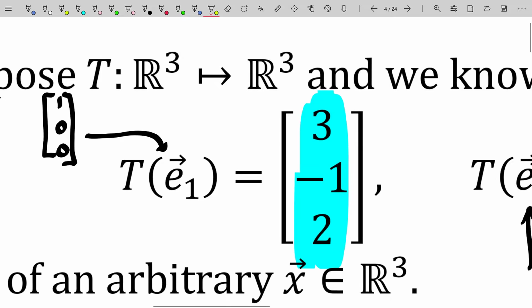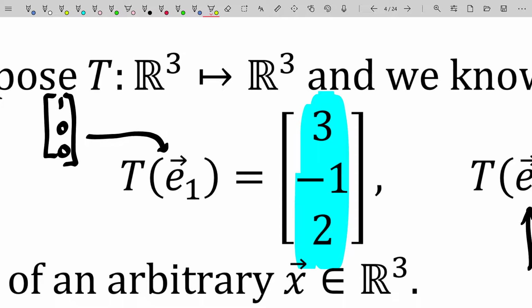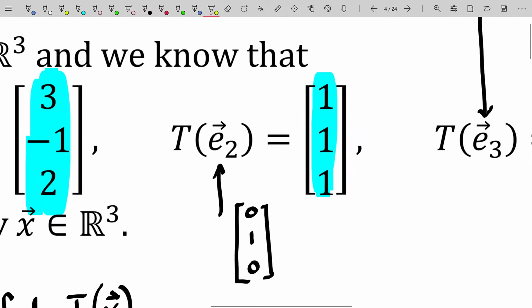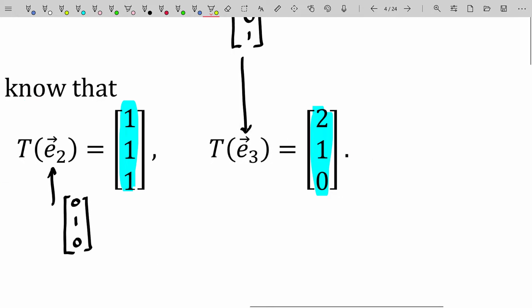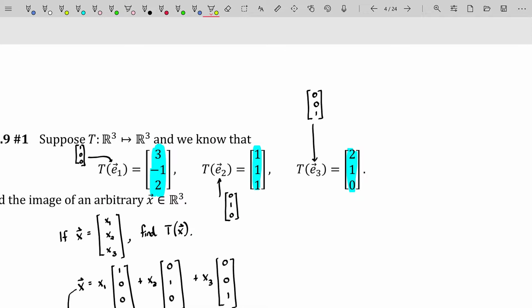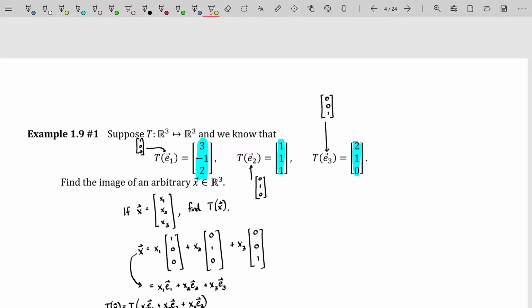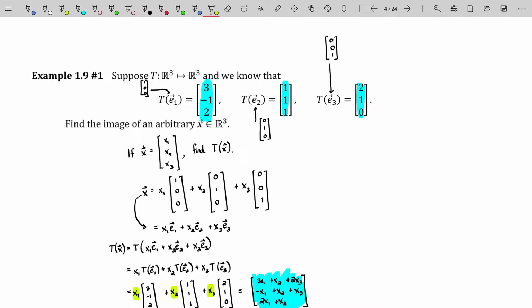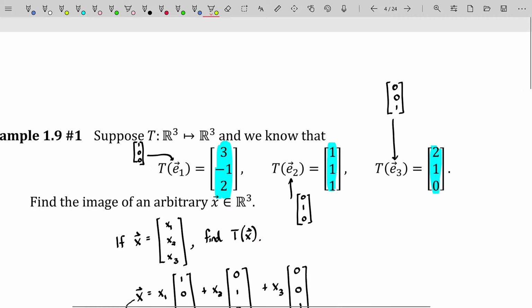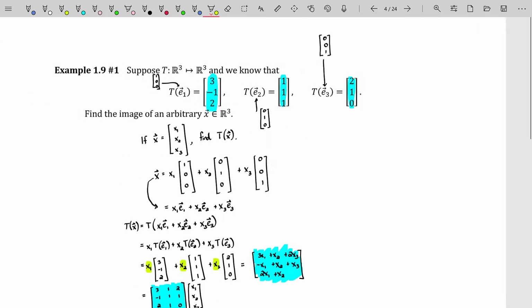They told us, oh, when you transform the e sub 1 vector, it becomes this. And when you transform e sub 2, it becomes that. And when you transform e sub 3, it becomes that. And we found out those ended up being the columns of our standard matrix. It's pretty easy to find those. Now, there are other ways you could do this. Somebody might hand you a transformation of a completely different vector than e sub 1. If that's the case, I'll show you how to deal with that at that time.